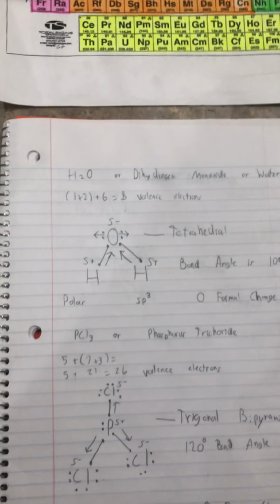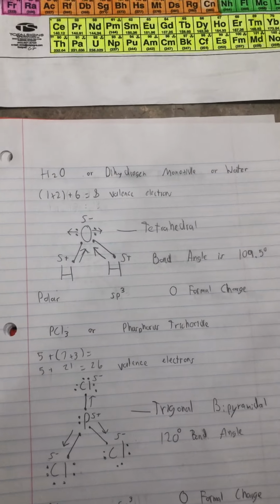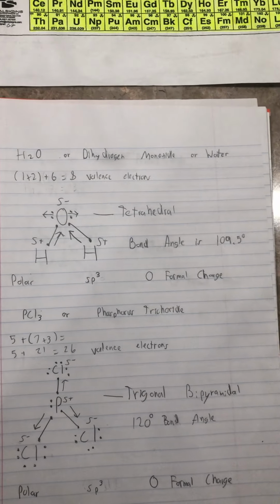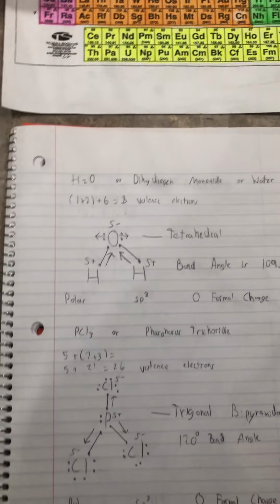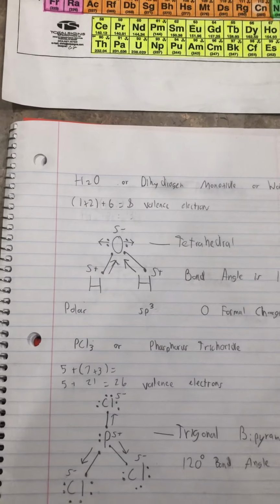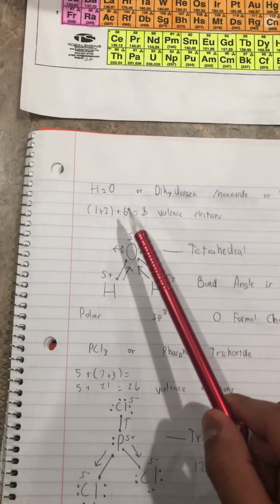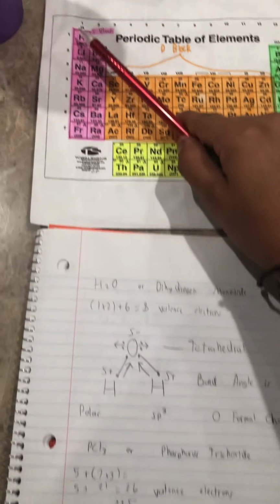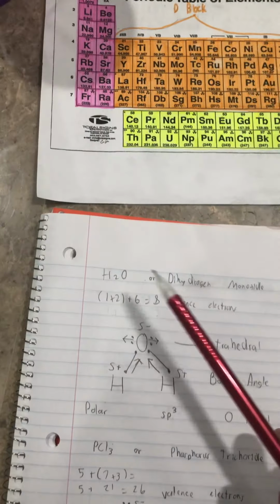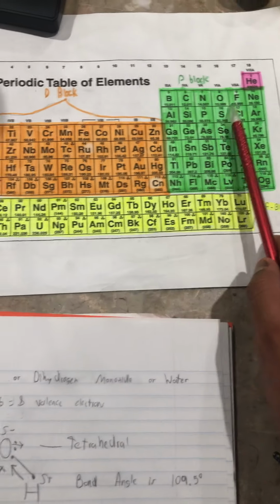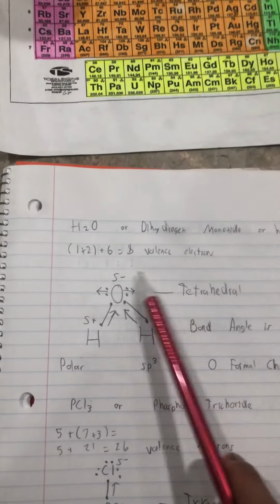Okay. The next one is H2O, or dihydrogen monoxide, or in simpler terms, water. For this, to find the valence electrons, the same process. H is in group 1, so 1 times 2, and then plus 6, because oxygen is in group 6, as you can see right here. So this would have 8 valence electrons.